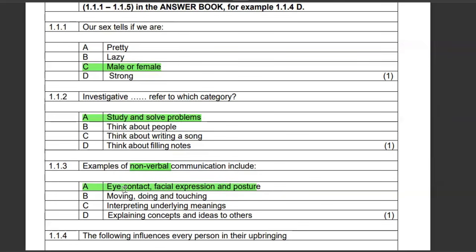When you're speaking with people, your eyes also communicate a particular message. Your facial expression also communicates a particular message. Even the way you stand, your body posture, also communicates a particular message.